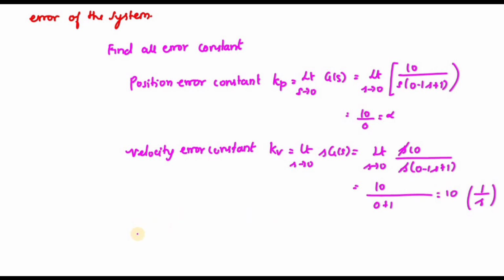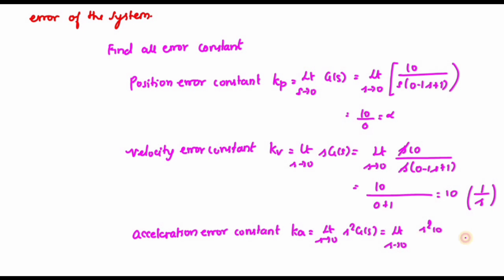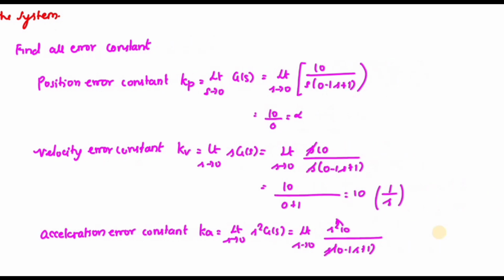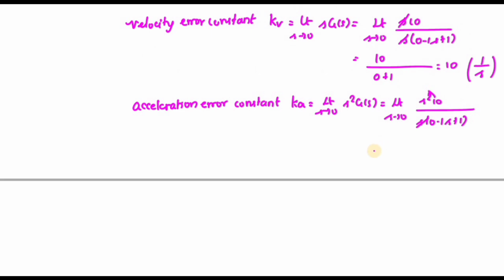So next, the acceleration error constant. That is mentioned as Ka, limit s tends to 0 of s square G(s). So that is equal to limit s tends to 0 of s square into 10 divided by s into (0.1s plus 1). Here s gets cancelled out. So if I substitute s equal to 0, I will get the answer as 0.